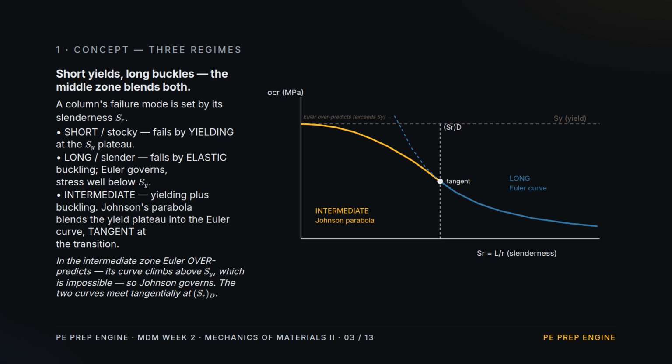Concept 1. Three regimes. A stocky column yields. Its strength sits at the yield plateau. A slender column buckles elastically. Euler governs, and the stress drops far below yield. Between them is the intermediate column, where yielding and buckling combine. Johnson's parabola starts at the yield plateau and curves down to meet the Euler curve tangentially at the transition. The whole reason it exists: in that middle zone, Euler would climb above yield, which can't happen.